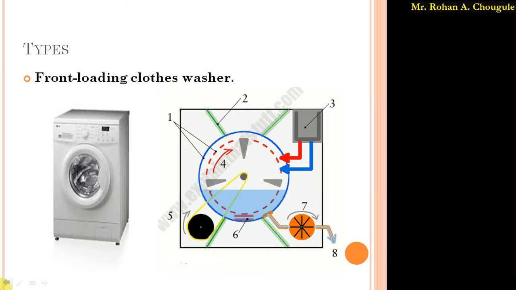Basically, two types of washing machines are available in the market. First is the front loading cloth washer. We can also call it a front loading washing machine. And the second one is the top loading washing machine.